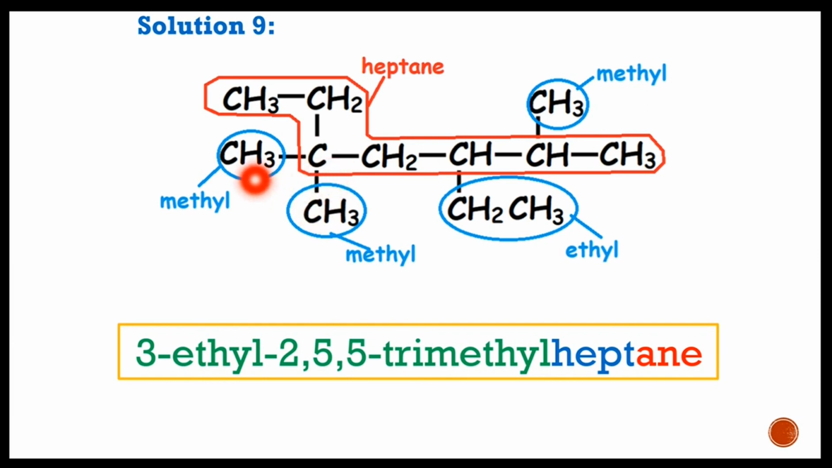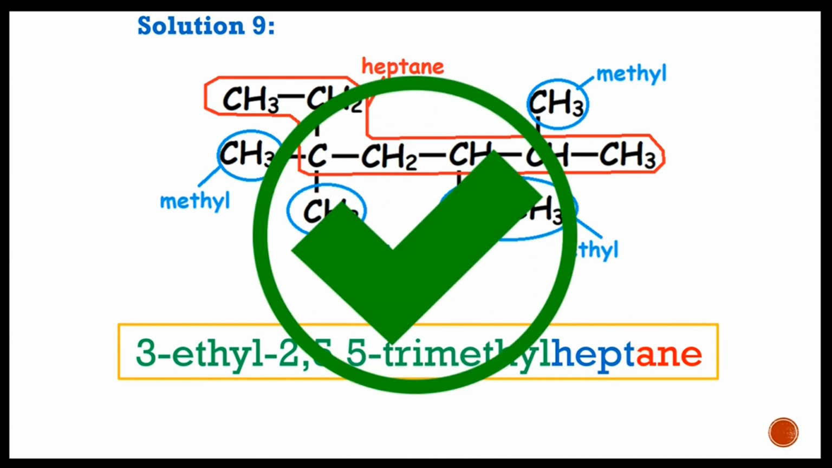The next methyl is on the 5th carbon. Then the other one is on the 5th. So you have 5, 5. So 2, 5, 5. Tri, there are 3, so trimethylhexane. If they were 4, they would be tetra. So trimethylhexane. Okay, so that's the name for this. So this is correct.